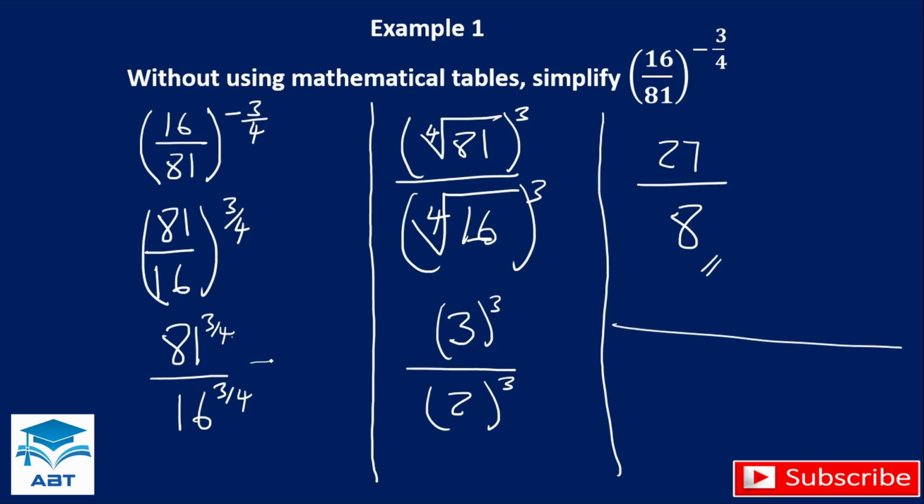From this part, you can also write 81 as 3 exponent 4. And the exponent is 3 over 4. 16 can also be written as 2 exponent 4. And there is an exponent of 3 over 4. You can cancel out 4 and still have your 3 exponent 3 and 2 exponent 3. This is another method.